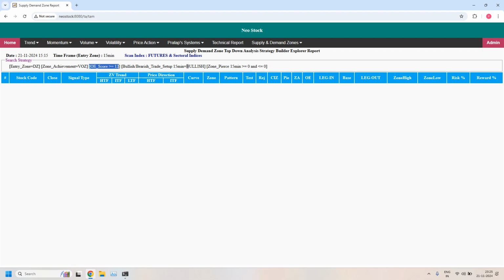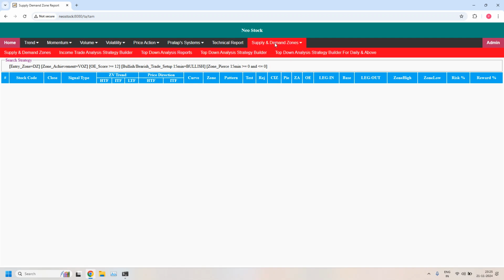In bullish or bearish trade setup, at 15 minutes time frame, we select bullish, because this is a bullish trade setup for daily income trade. Entry time frame 15 minutes. And also pierced count at 15 minutes time frame, greater than 0, less than 0 we set. So that means the filter is perfect. We don't have any stocks that are supporting the search criteria.